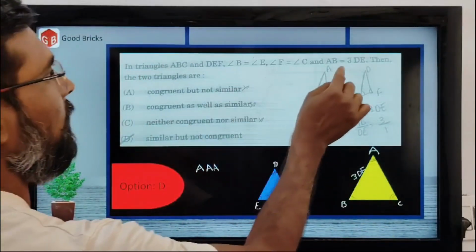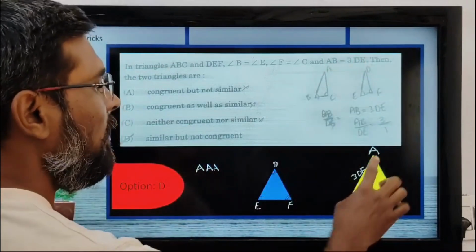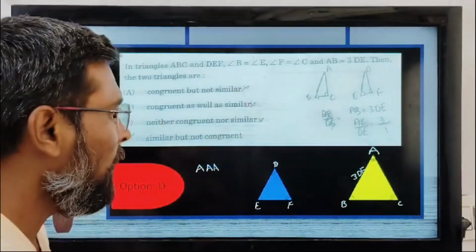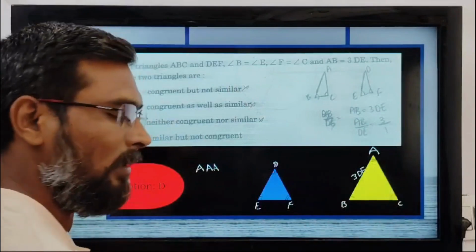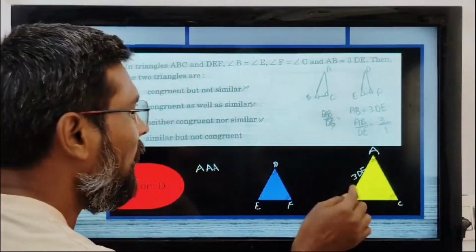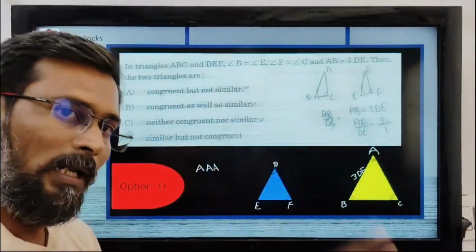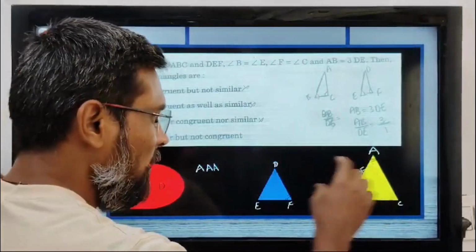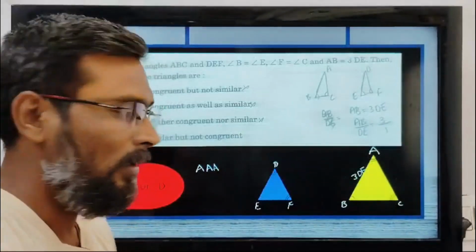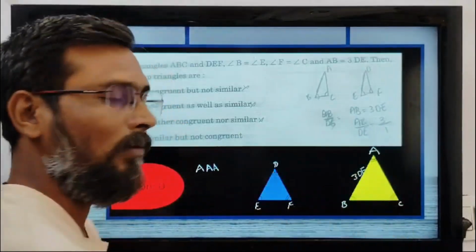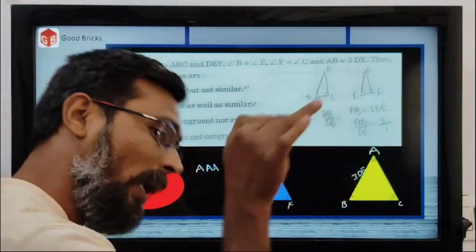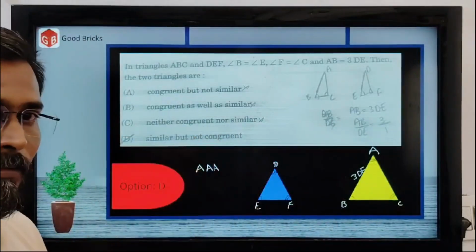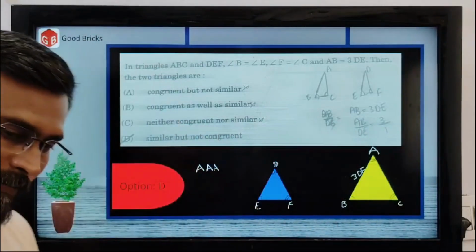But in the question they have given AB is equal to 3DE, means this AB is 3 times this. It means DE length and AB length, these are the two corresponding sides, they are not equal. If they are equal, then these two triangles should be congruent. Since these corresponding sides are not equal, but corresponding angles are equal, we should say these are similar but not congruent. So this is what the question is about.